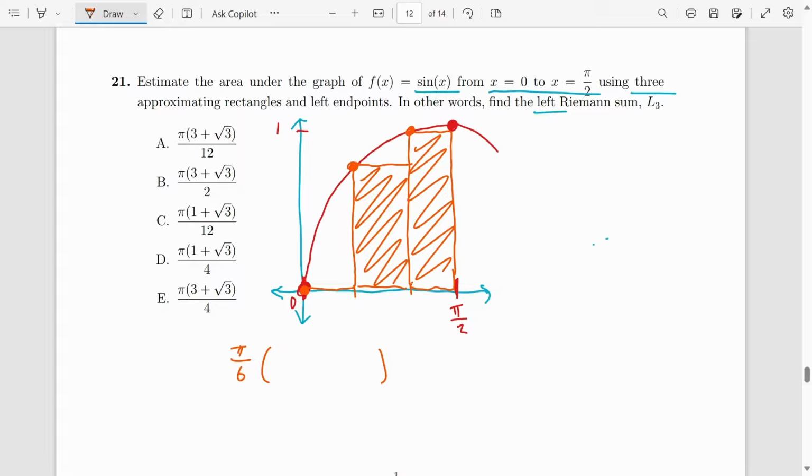So the height of the first box is 0. Height of the second box is, let's see, this value here is pi over 6. So this is going to be f of pi over 6. That is 1/2. So sine of pi over 6 is 1/2. And then we have the height of the third box. So that's going to be f of pi over 4. Wait, is that? Hang on, I don't know if that's 100% right.